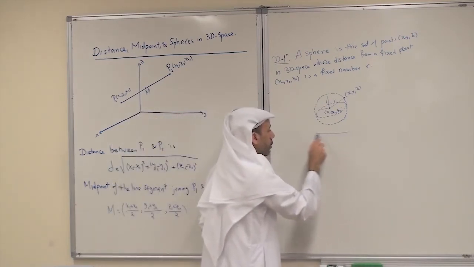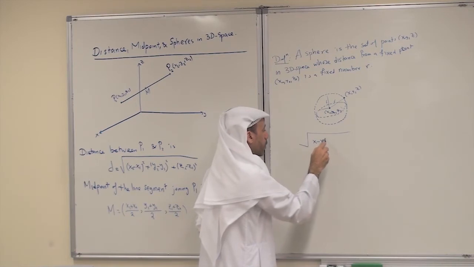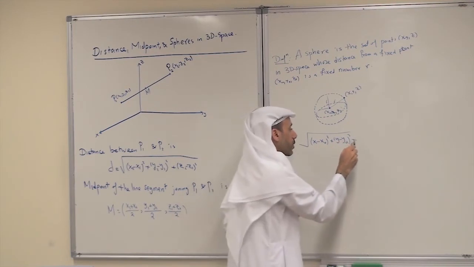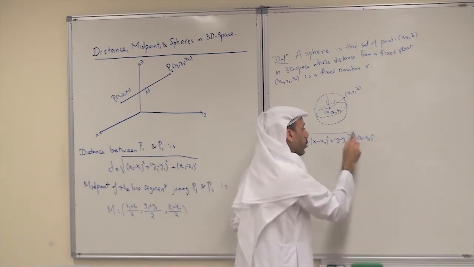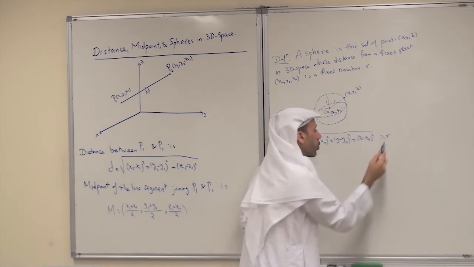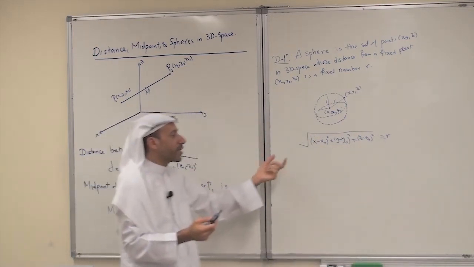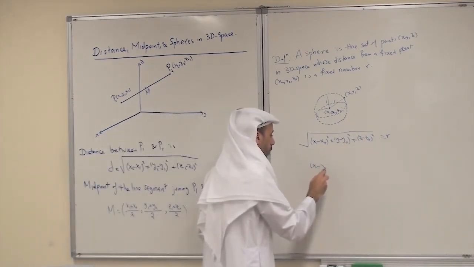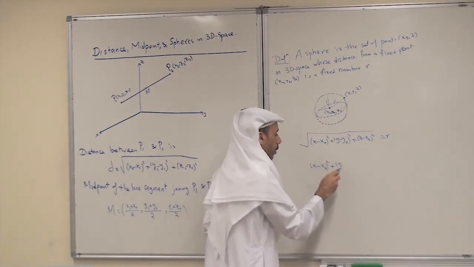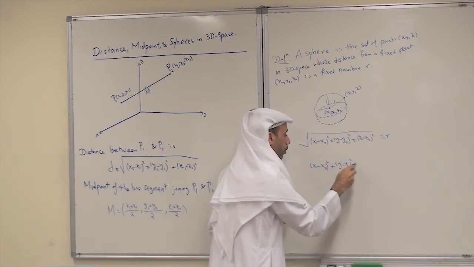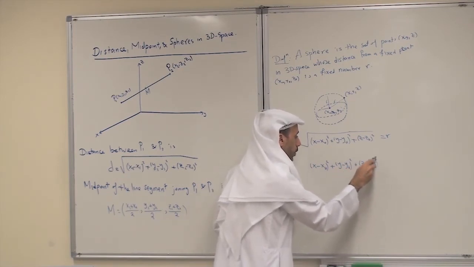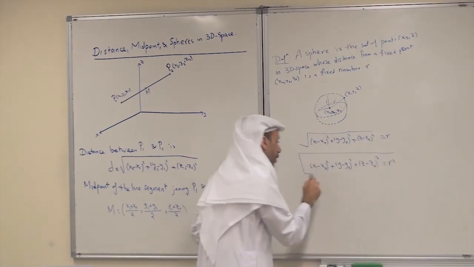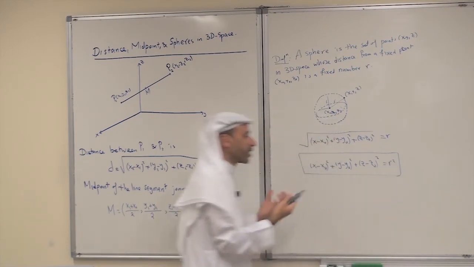The distance is the square root of (x minus x0) squared plus (y minus y0) squared plus (z minus z0) squared, equals r. So any point on the sphere satisfies this equation. If we square both sides, we get (x minus x0) squared plus (y minus y0) squared plus (z minus z0) squared equals r squared. And this is the equation that we use to describe the sphere.